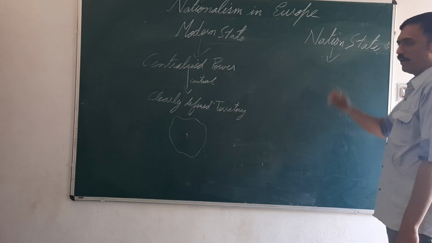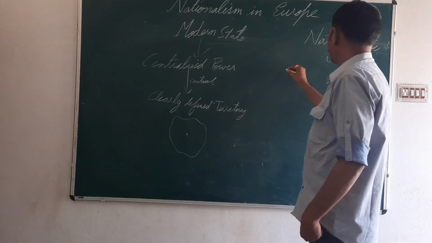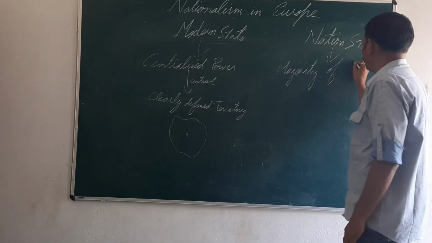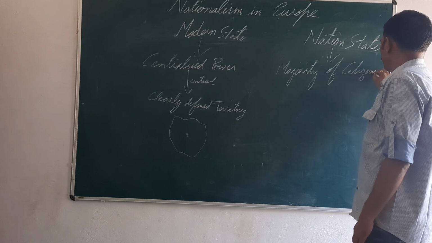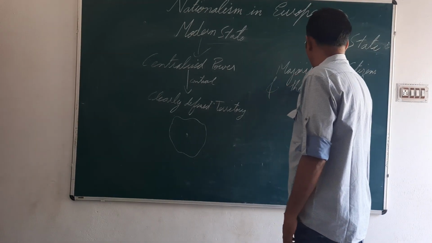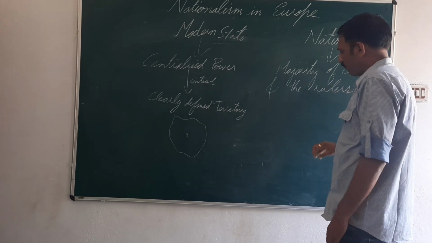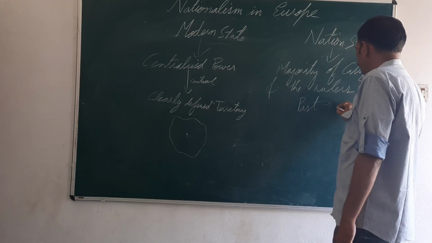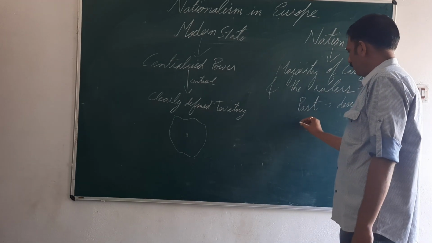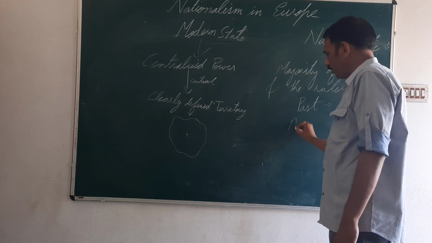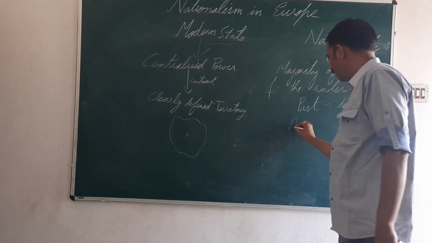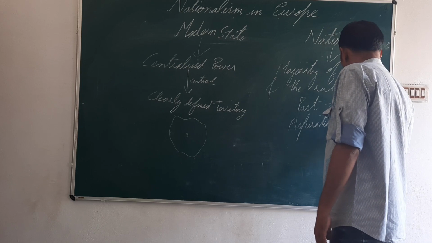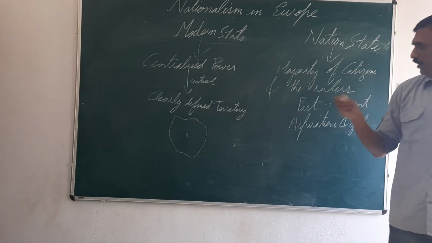Then the concept of nation state. In a nation state, the majority of citizens and the rulers have a common past, that is descent, and they have common aspirations and goals. Their aspirations and goals are also common. So these things should be common.